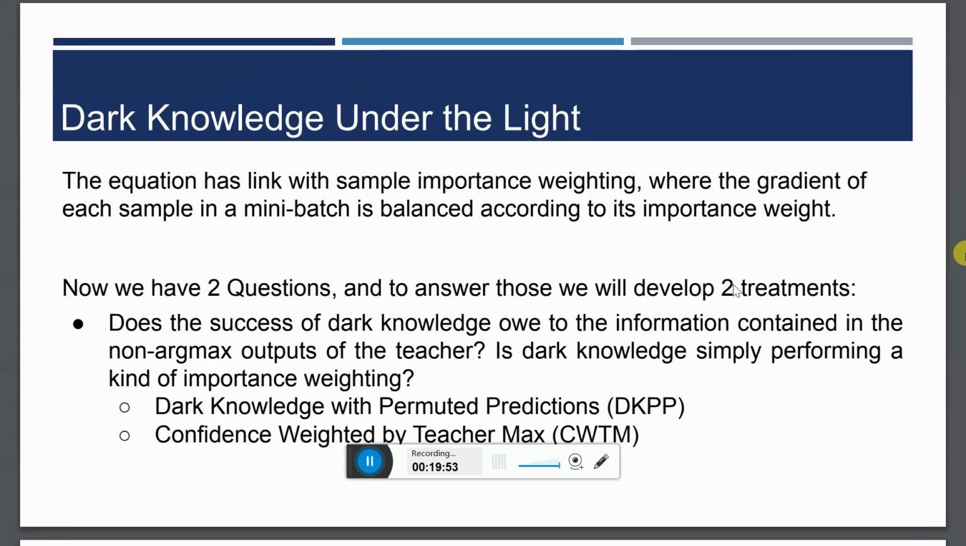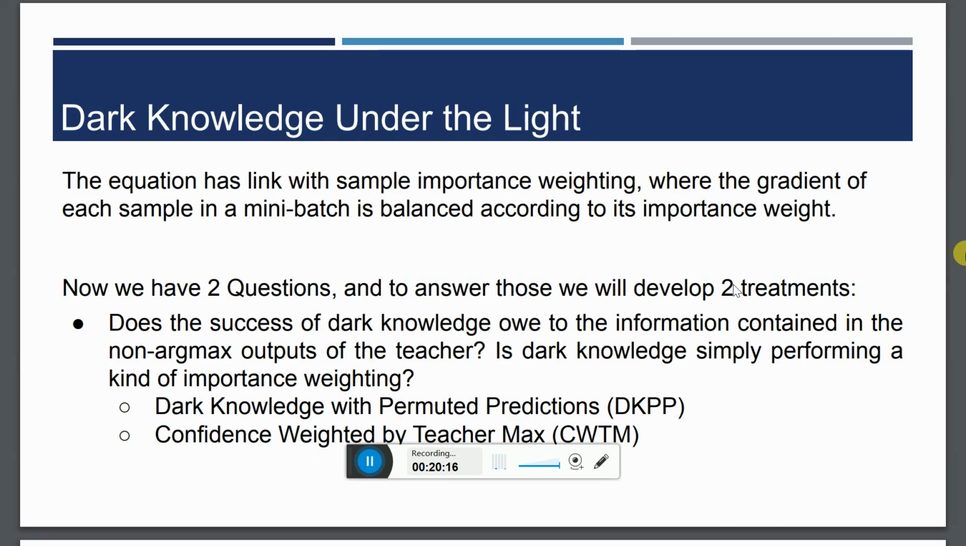Moving ahead, this information links that there might be an importance of weighting. So now two questions arise in our mind: does the success of dark knowledge owe to the information contained in the non-argmax output of the teacher, or is dark knowledge simply performing a kind of importance weighting?